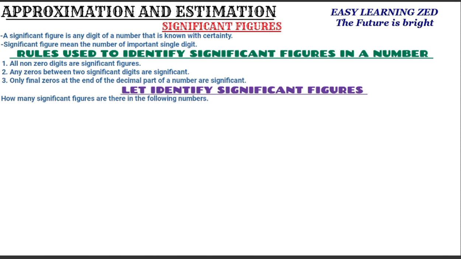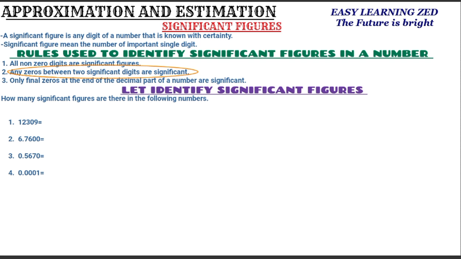Let's look at the following examples. Those are the four numbers we're going to look at, and the question is: how many significant figures are there in the following numbers? Let's start with the number on top, number 1. We're going to use the second rule: any zero between two significant digits is significant.